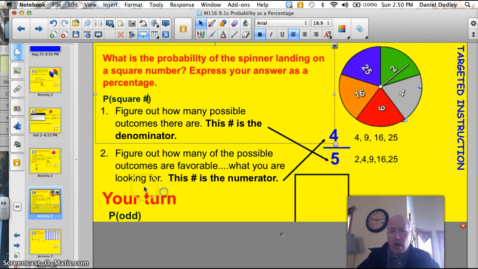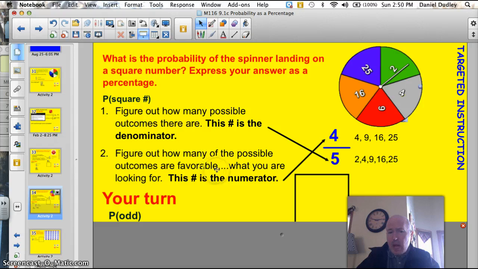Now we need to figure out what the possible outcomes are favorable. Well, if you remember what a square number is, it's a number like 2 times 2 is 4, and 3 times 3 is 9, and 4 times 4 is 16, and 5 times 5 is 25, but 1 times 1 isn't 2. So 2 is not a square number.